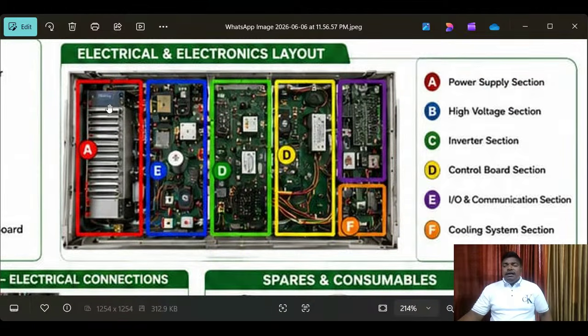And first one, see here, this is one red area. This is the power supply section. Okay, this is the power supply section. All this information is available here. That is the inside part view of the console. Okay, next, the high voltage section here.